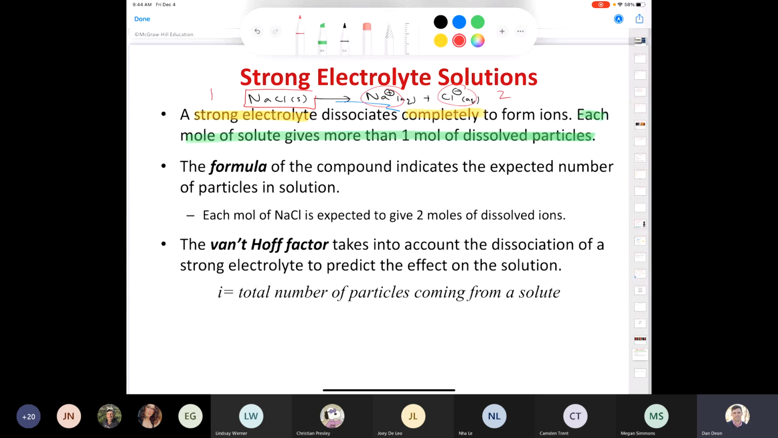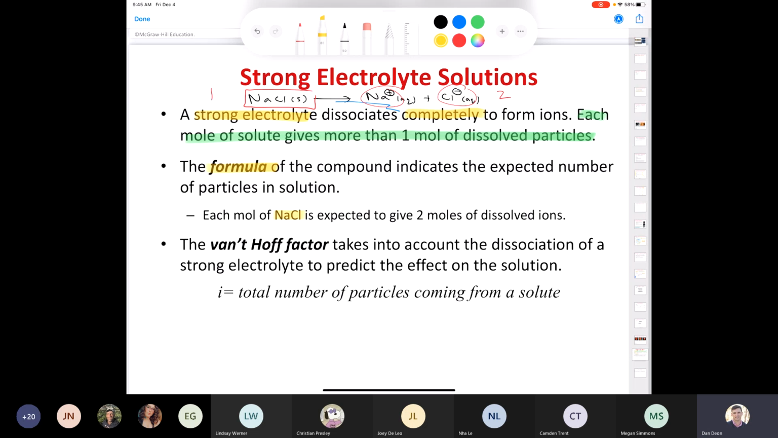So the formula of the compound is going to indicate the expected number of particles in solution. That means you've got to be Johnny on the spot when it comes to identifying, hey, is this an electrolyte? Is this actually going to break apart into ions? Or is this just a molecular compound? It's a non-electrolyte, right? So that's why I showed you sodium chloride is going to give you 2 moles of dissolved ions.